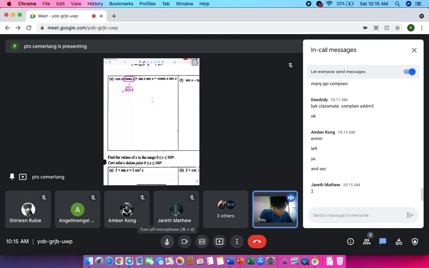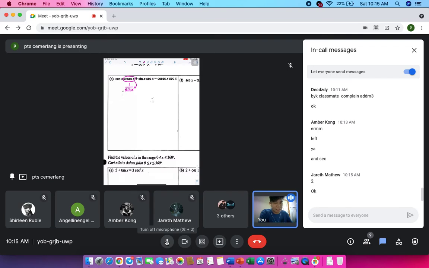Jareth, do you know that cosecant can change to become 1 over sine? Is that okay with you, Jareth? Since this is your first class, you're okay with that one? Okay, so over here, you have multiplying by cos x in front. Lepas tu plus sine x, and then you multiply with 1 over cos x. Is this okay? This secant x, you can change to 1 over cos x. Is that good, Jareth?